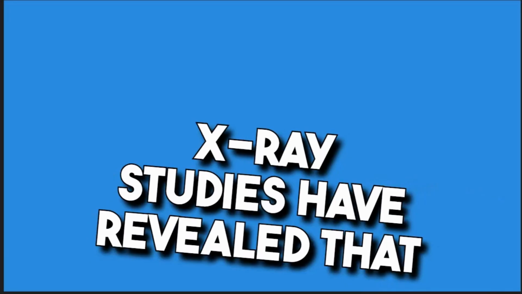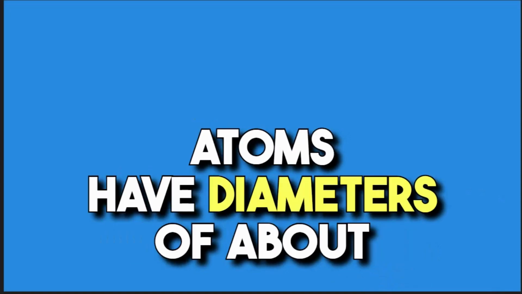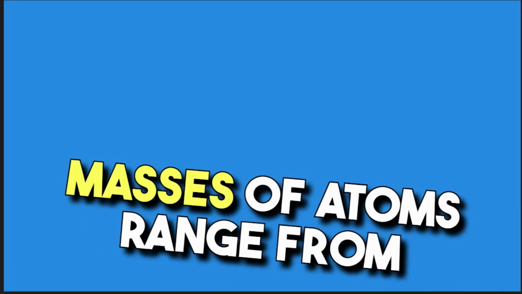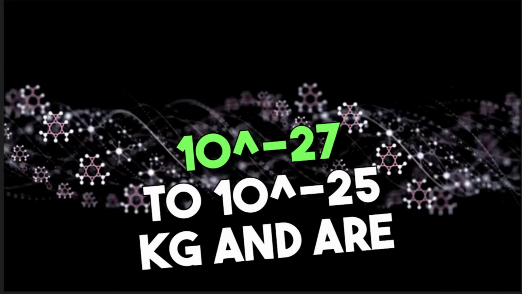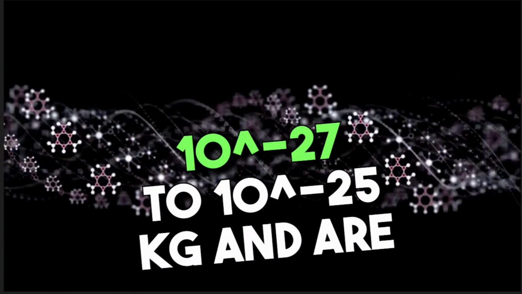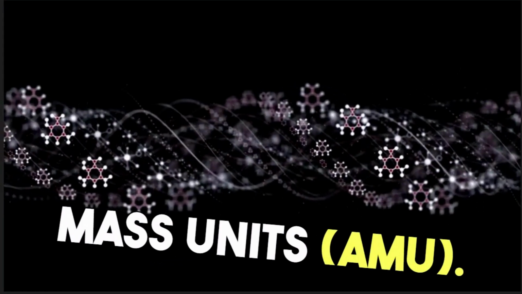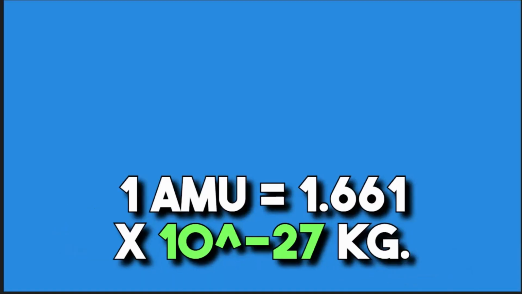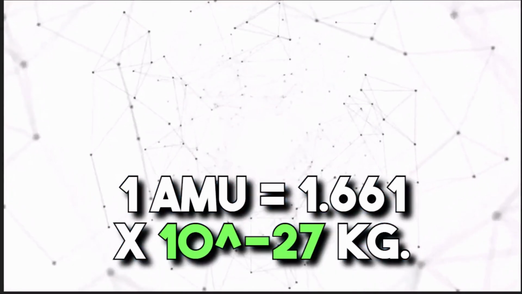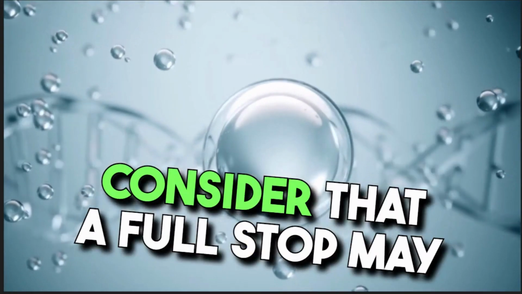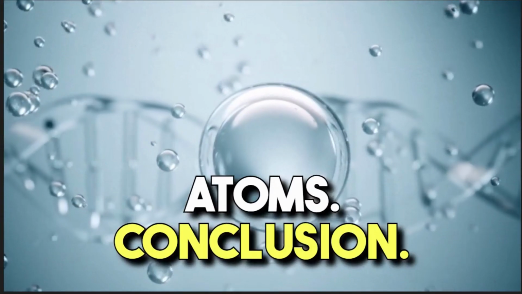X-ray studies have revealed that atoms have diameters of about 2 × 10⁻¹⁰ m, 0.2 nm. Masses of atoms range from 10⁻²⁷ to 10⁻²⁵ kg and are often expressed in atomic mass units, AMU. 1 AMU equals 1.661 × 10⁻²⁷ kg. To put this in perspective, consider that a full stop may contain around 2 million atoms.